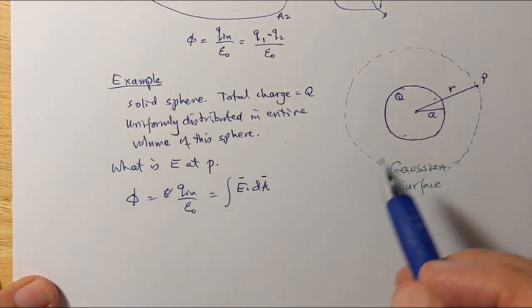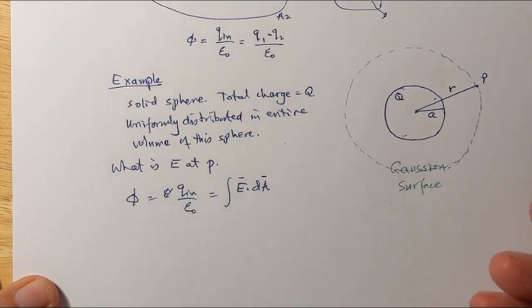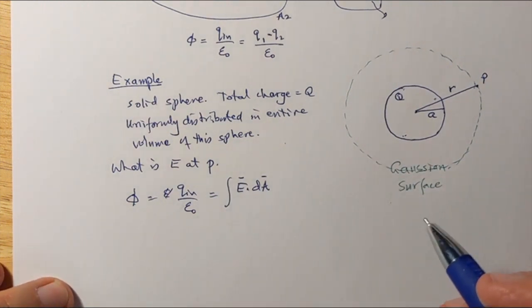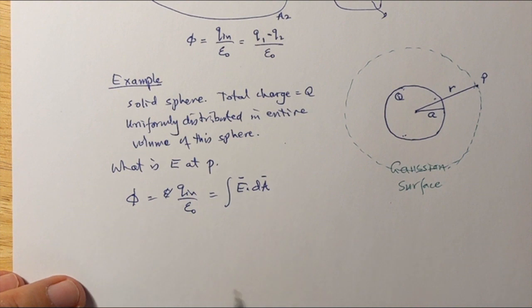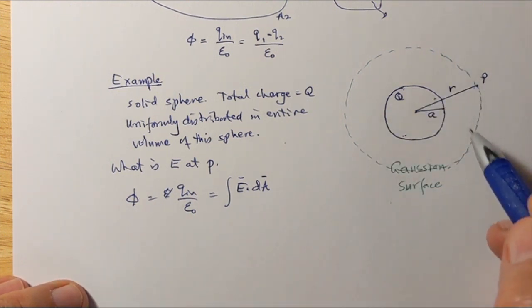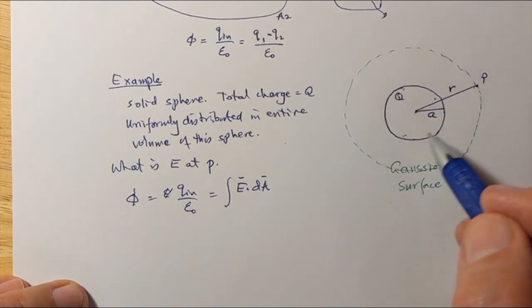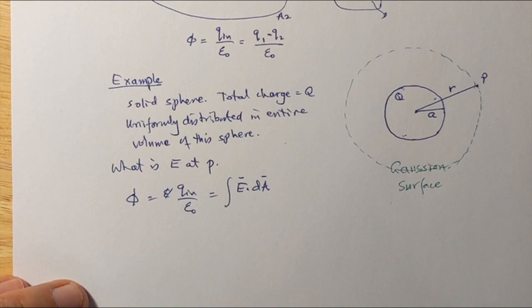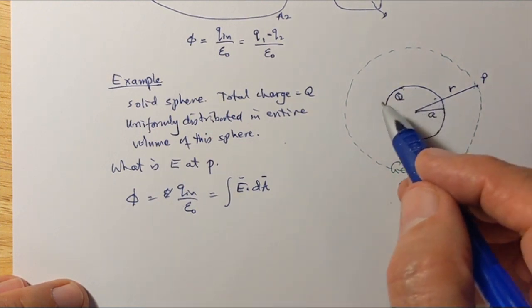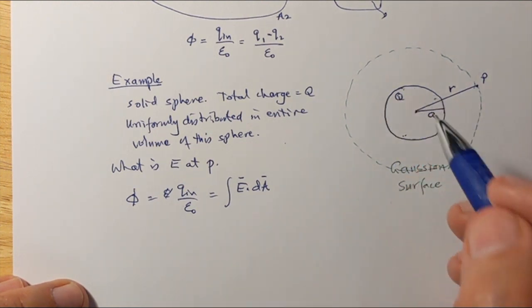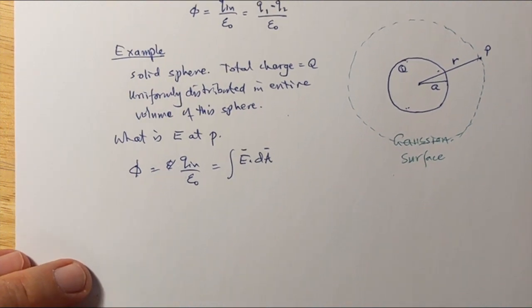Now in order to use this equation, we must have a great deal of symmetry. If we don't have symmetry in the problem, then we cannot use Gauss's law. So here we have created symmetry because this is spherical and this is also spherical, and both spheres are concentric, so they have the same center. And the charge is uniformly distributed everywhere inside, so that also creates symmetry.